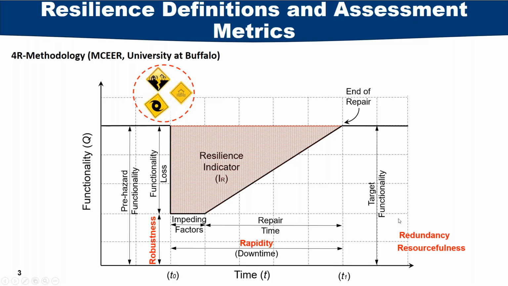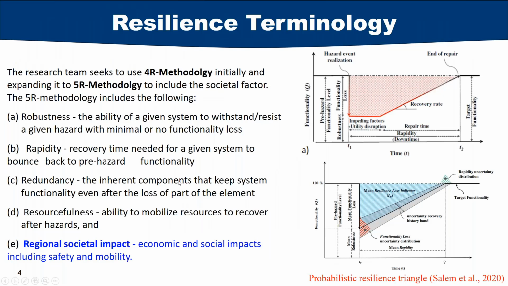There are also other metrics called redundancy and resourcefulness. Next slide, I will show the definitions of robustness, rapidity, redundancy, and resourcefulness. Robustness is the ability of a given system to withstand or resist a given hazard with minimum or no functionality loss. Rapidity, as I mentioned, is the recovery time needed for a given system to bounce back to pre-hazard functionality. Redundancy is an inherent component that can keep the system functional even after the loss of some element. And resourcefulness is the ability to mobilize resources to recover from hazards.